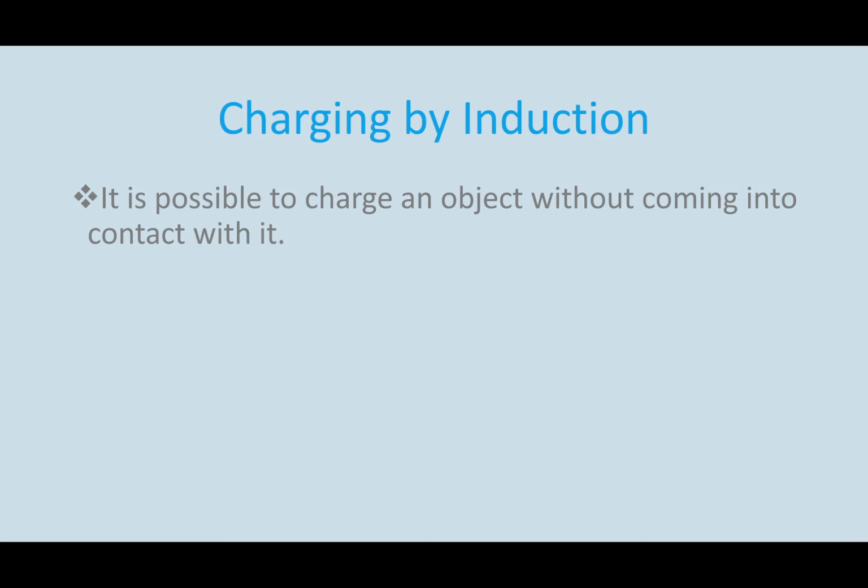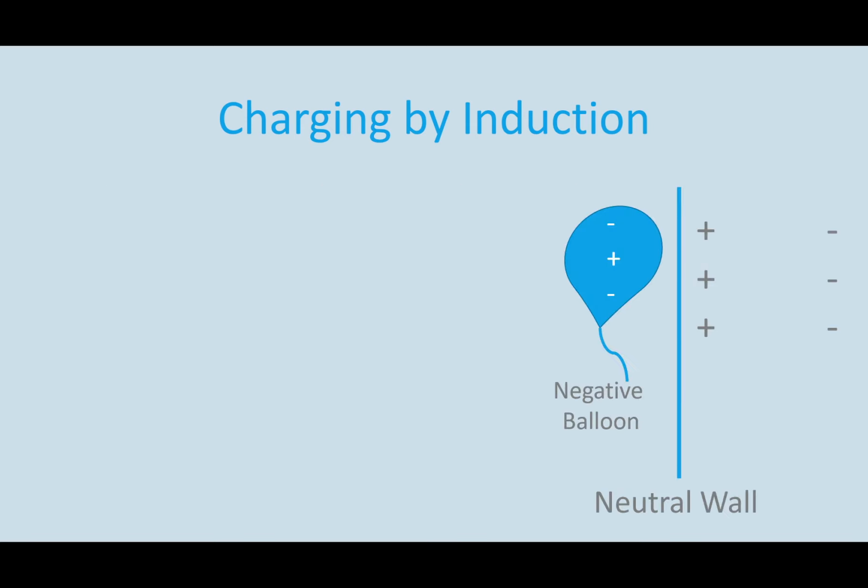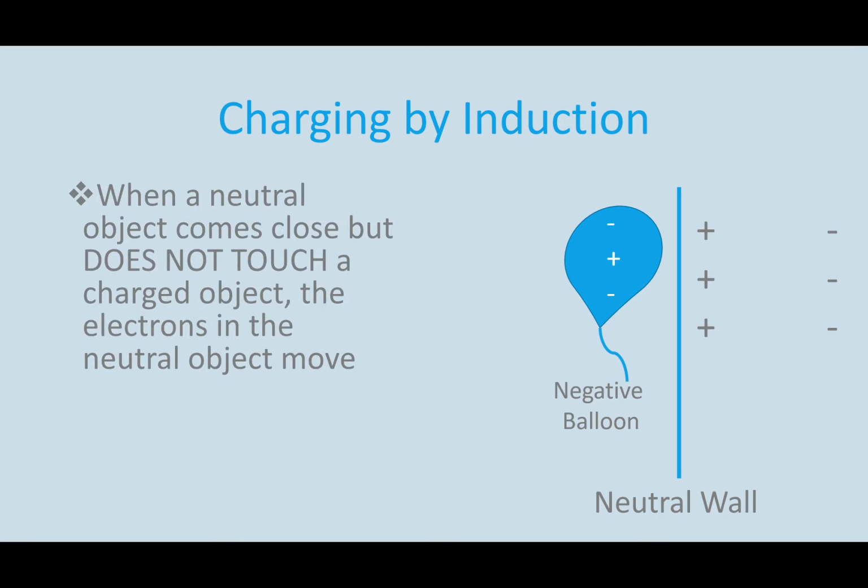Charging by induction, it's possible to charge an object without coming into contact with it. If you want, you can reference page 487 in the textbook. But essentially, we've looked at something similar before. When a neutral object comes close but does not touch a charged object, the electrons in the neutral object move. So this was induced charge separation that we've touched on previously.